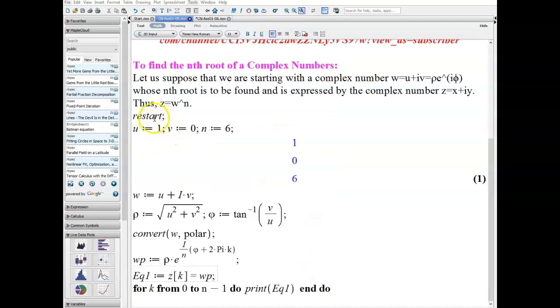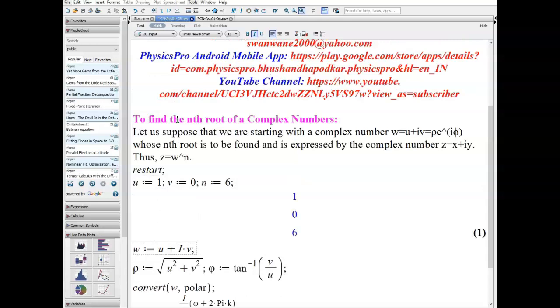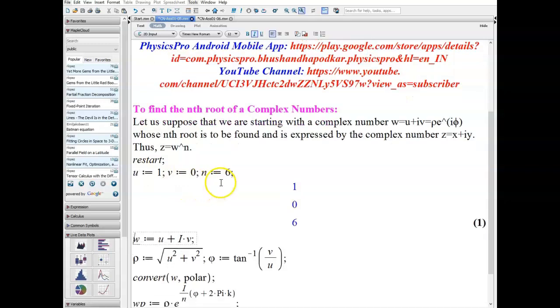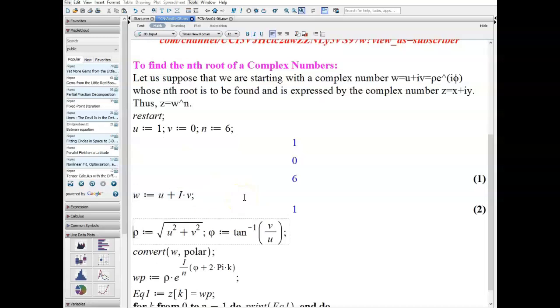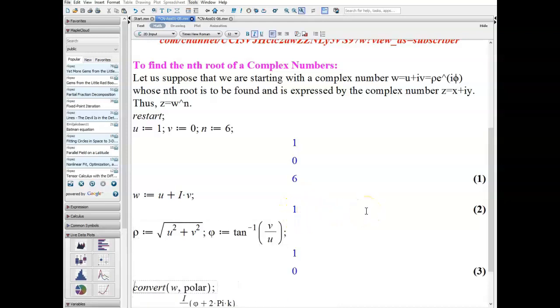Similarly, we shall try hands-on experience on one more problem, that is the 6th root of unity. We are substituting u is equal to 1, v equal to 0, and to find the 6th root, n is equal to 6. So w in Cartesian form can be expressed simply as 1, that is 1 plus i times 0. Its polar form has rho equal to 1 and phi equal to 0.